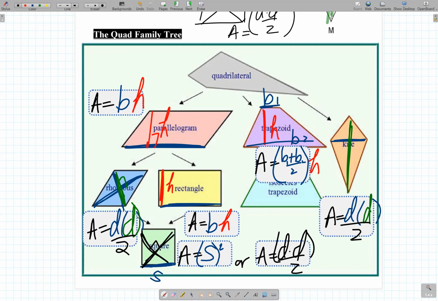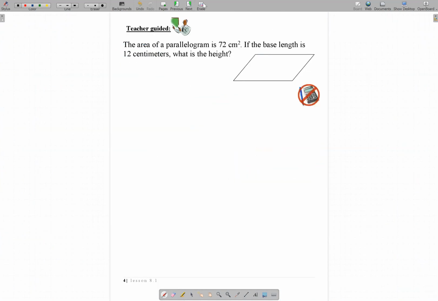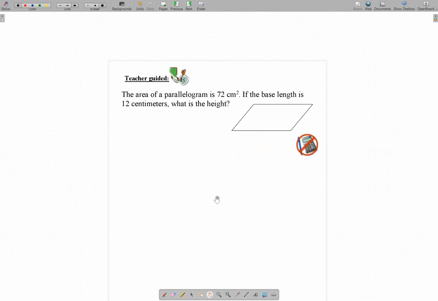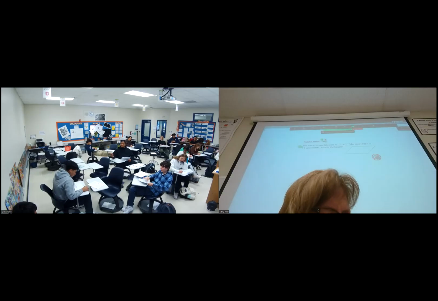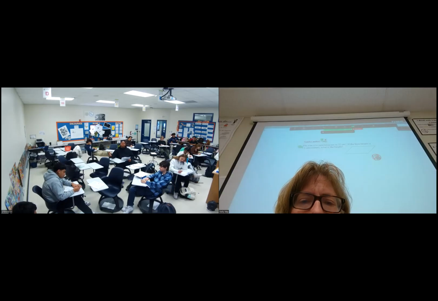Okay, ready? This problem right here, I'm gonna give you guys literally a minute because that's how fast. Step number 1, put your finger right there. Out loud, read, go. If the base length is 12 centimeters, what is the height? Ready? Go. You have a minute.